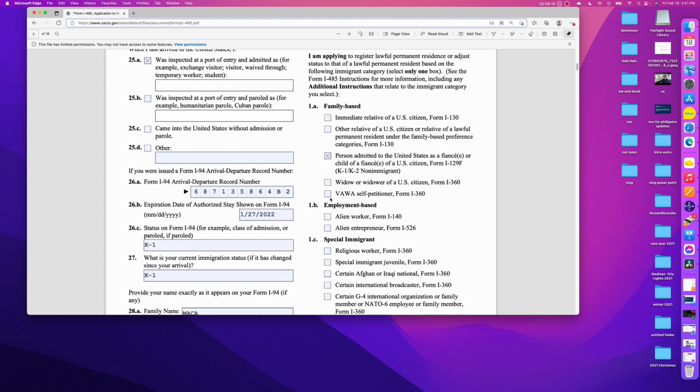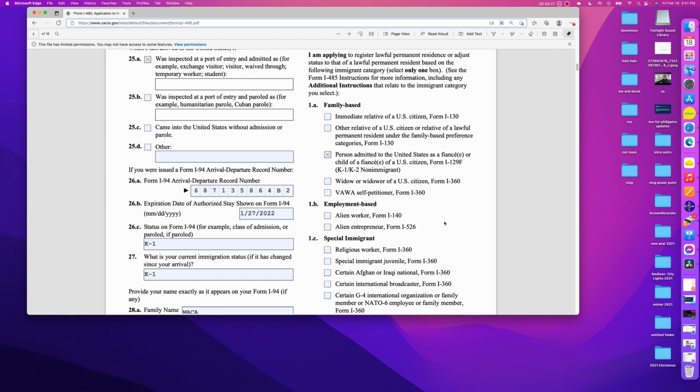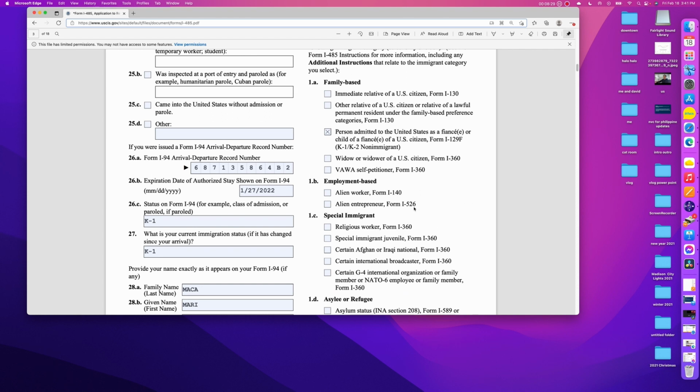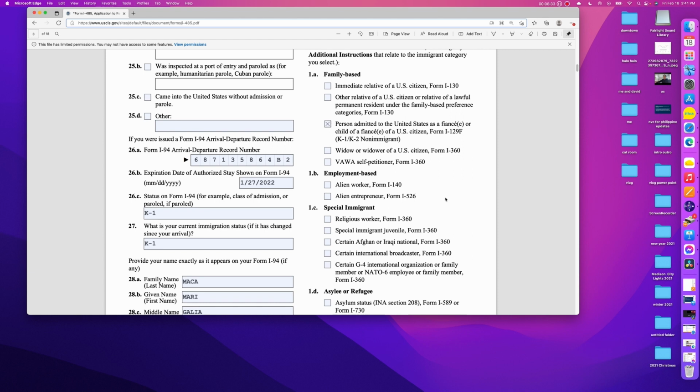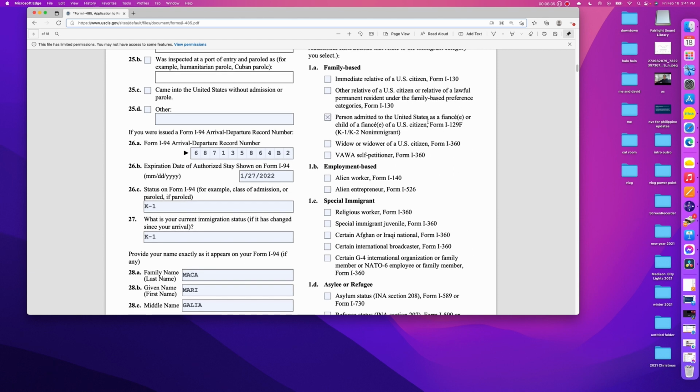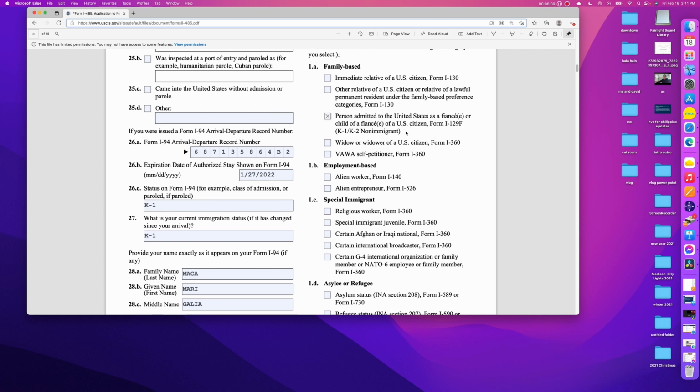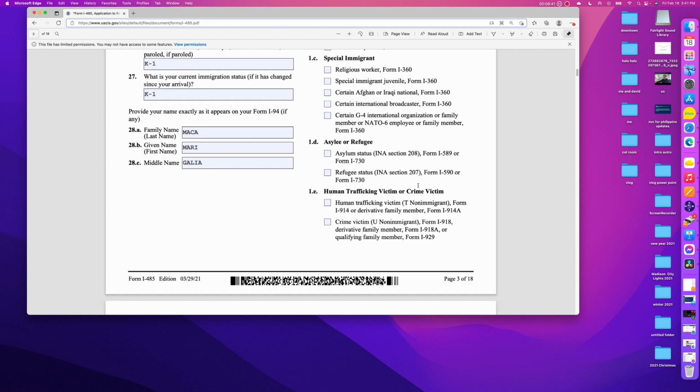So if you self-petition because you were mistreated by your ex-husband, you can do a self-petition for your adjustment of status, so you fill out VAWA. Then employment-based for all the alien workers, right? So these are the choices. Again, for K1, this is what you're going to check. Okay, next.